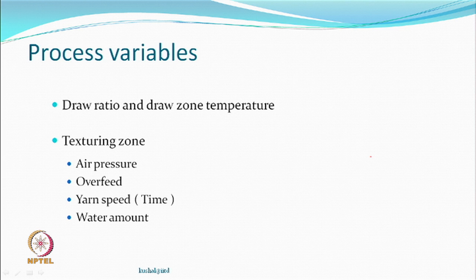So, if we come to the texturing zone, obviously you have air pressure, you have complete control, there is no issue in that. Whatever material you use, you can keep changing the air pressure and see the effect on the characteristics of a yarn that we discussed before. Overfeed, the two important things which will change quite a lot of things. And yarn speed means the machine speed, which determines the residence time available in this zone.